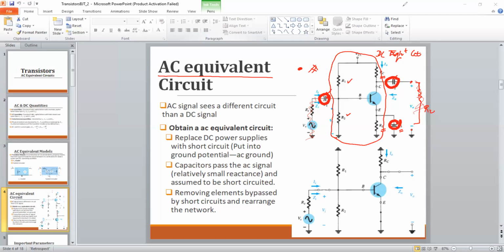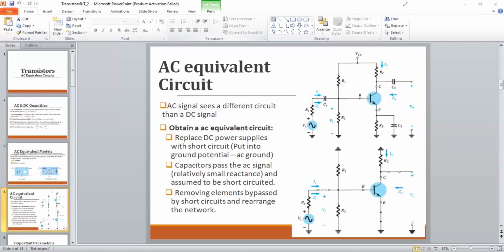So now we can look into how we can get the AC equivalent circuit. In DC mode, what we do is we simply replace the capacitor with an open circuit element and the inductor with a short circuit element. For this case, we can simply replace the capacitors with short circuit elements and inductors with open circuit elements. So how can you achieve it?